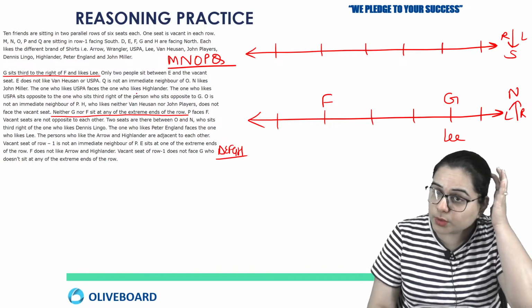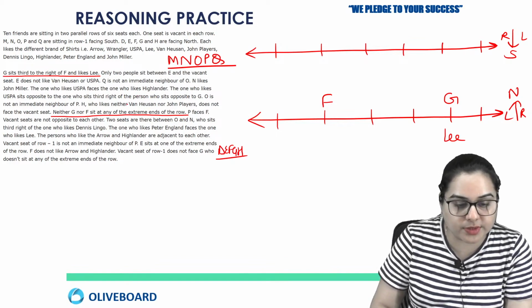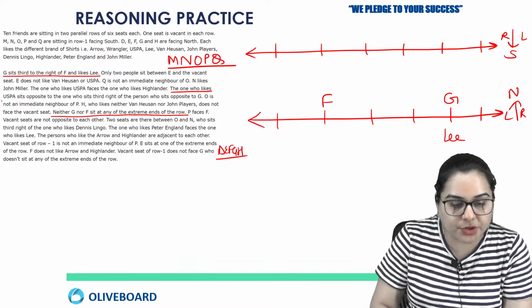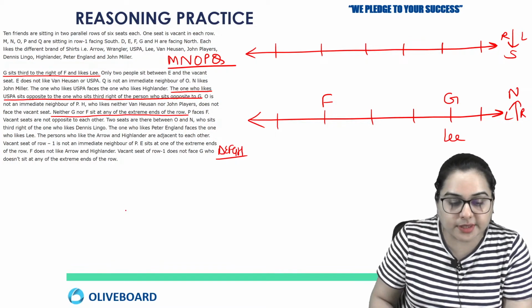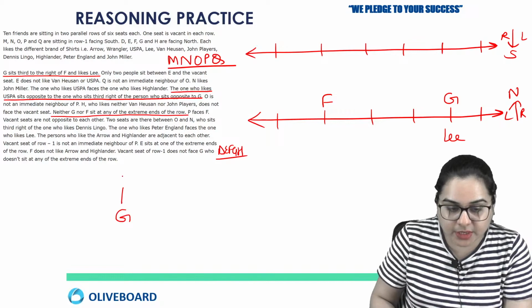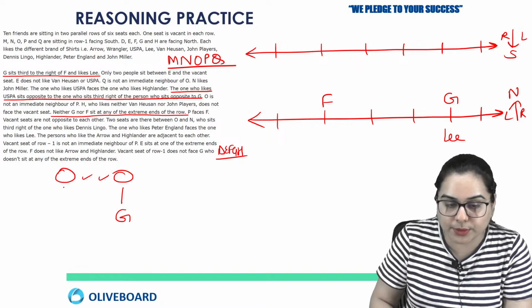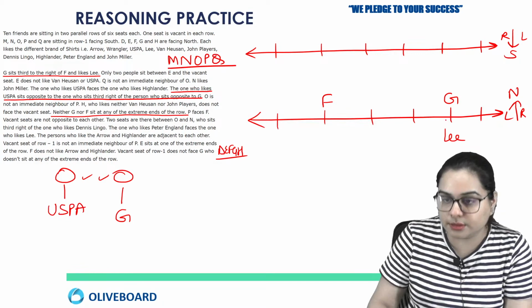So next thing what we can do is just pick any line which is related to G and F. Okay, so which is the line that is related to G and F. So here we have that the one who likes USPA sits opposite to the one who sits third right of the person who sits opposite to G. Now there is some person who is opposite to G. You have to move third right of that person, okay, and then opposite to that person you are going to write USPA. So just consider this on the row in your solution.